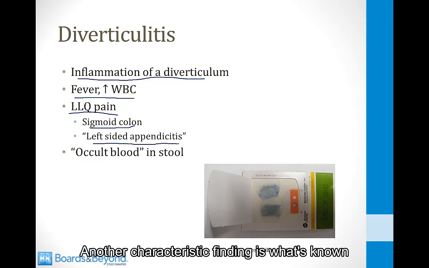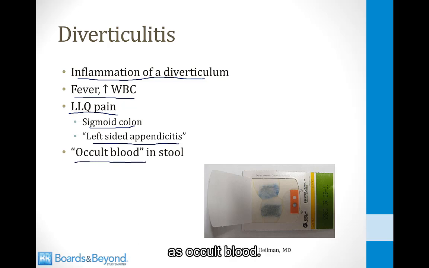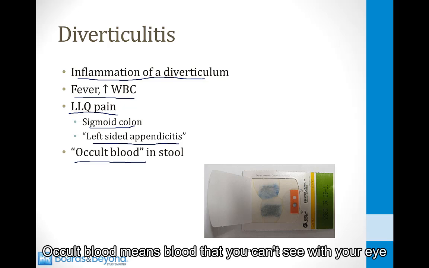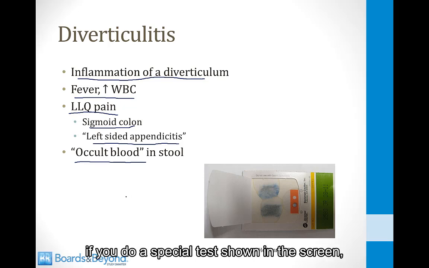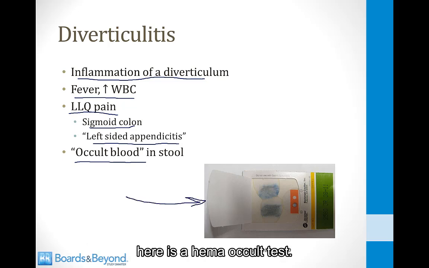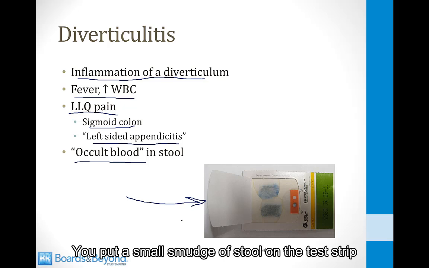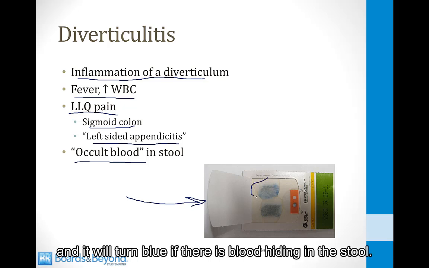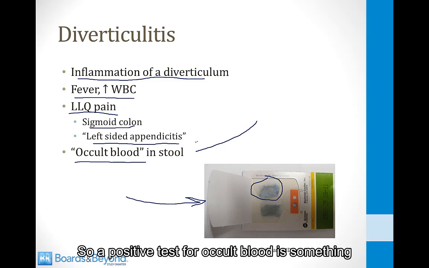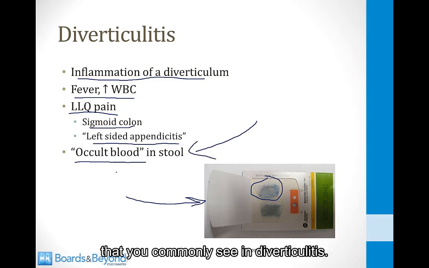Another characteristic finding is what's known as occult blood. Occult blood means blood that you can't see with your eye, but it is present and you can detect it if you do a special test. Shown on the screen here is a hemoccult test. You put a small smudge of stool on the test strip, and then you drop the solution on it. It will turn blue if there is blood hiding in the stool. So a positive test for occult blood is something that you commonly see in diverticulitis.